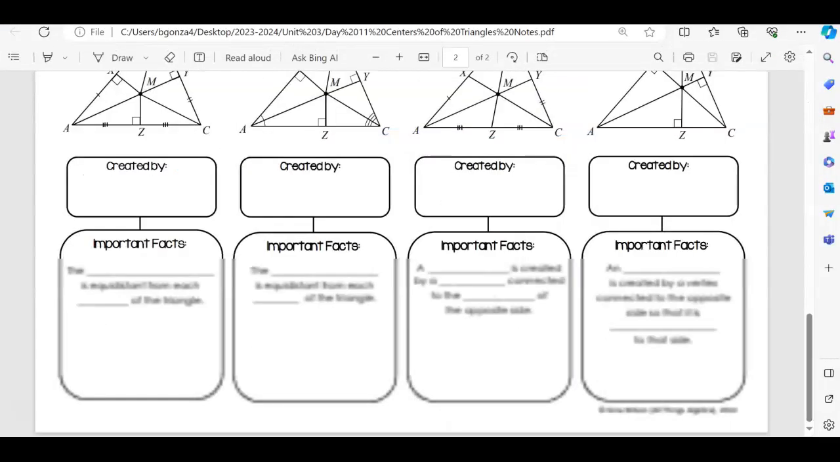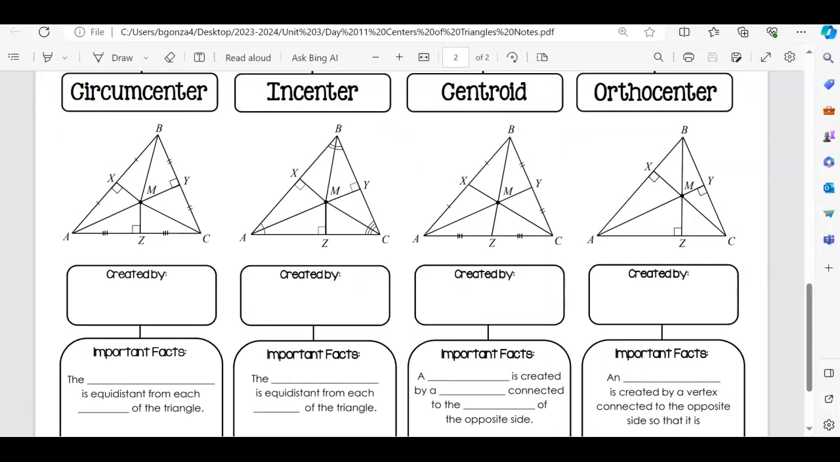Here we go. Circumcenter, incenter, centroid, and orthocenter. These are the 4 centers of a triangle. Now, if you look at them, they kind of look like they might all be the same. However, there are 4 different ways to get 4 different centers of a triangle. Now, the first one, for circumcenter, go ahead and write this down. To get a circumcenter, you find it by making perpendicular bisectors.